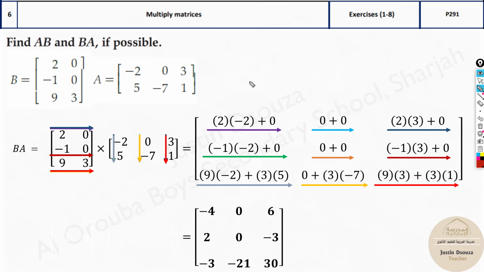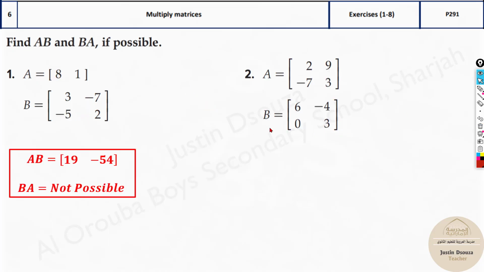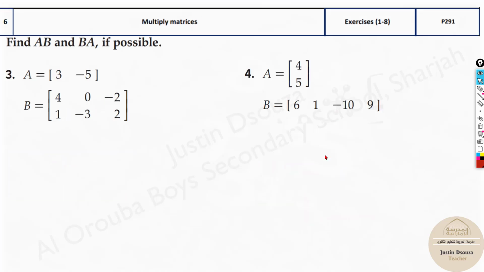Now one more thing which I forgot to tell. When we write the dimensions, now this is 3 cross 2, 2 cross 3, right? This must match. Yes, we can multiply. The resultant will be the rows of the first matrix and the columns of the second matrix. So it's 3 cross 3 here. That's how we get it.